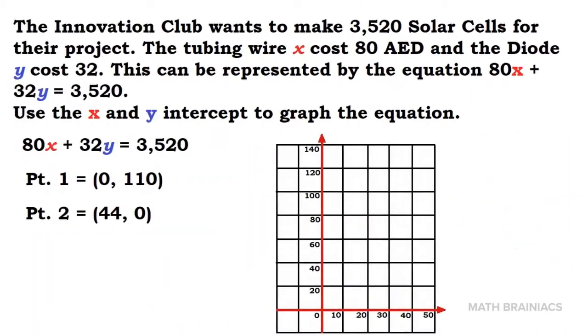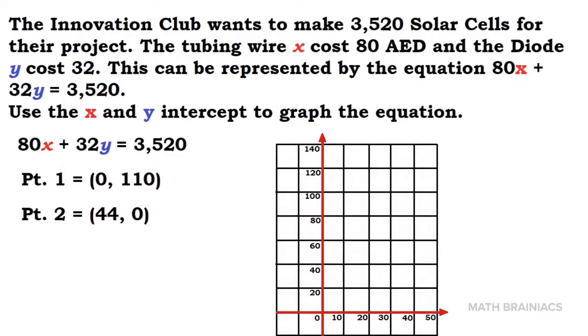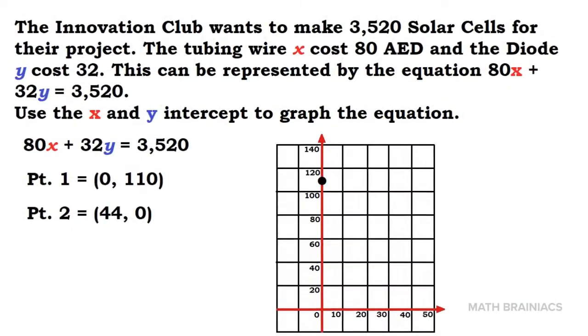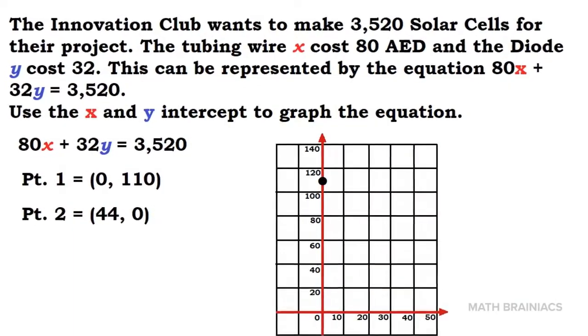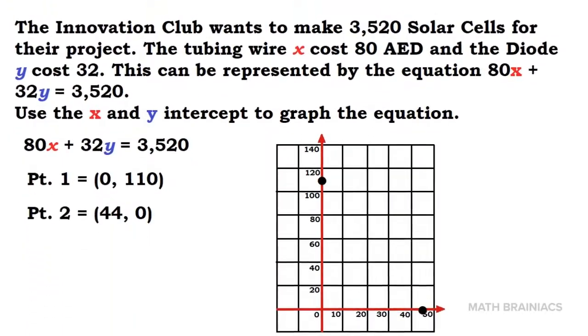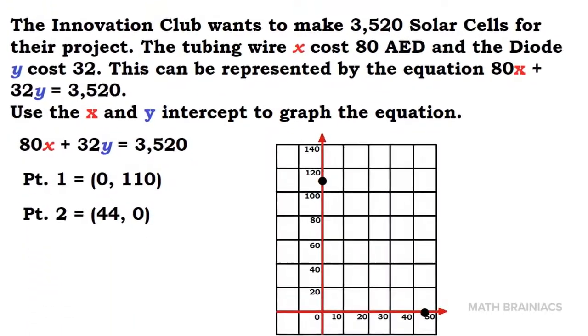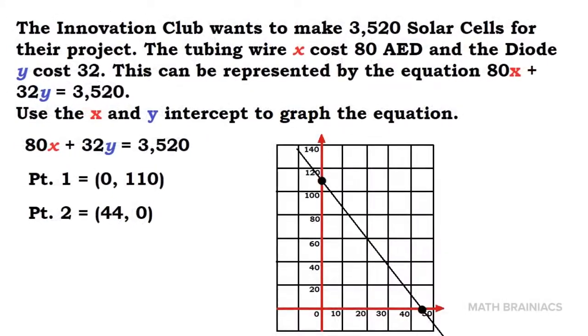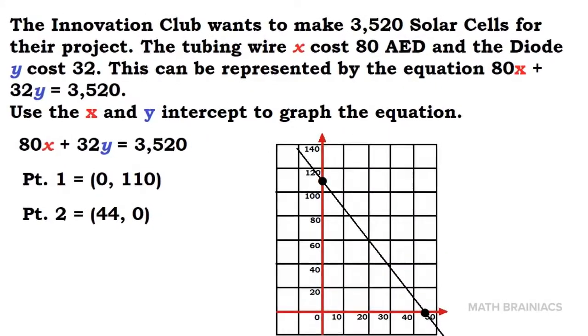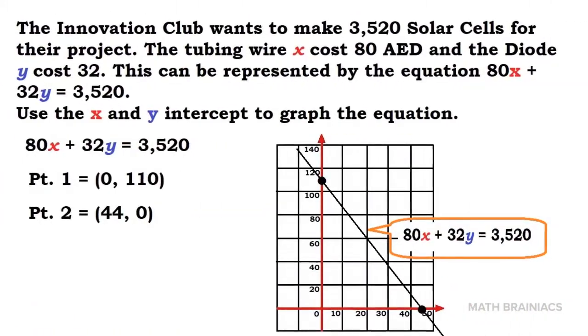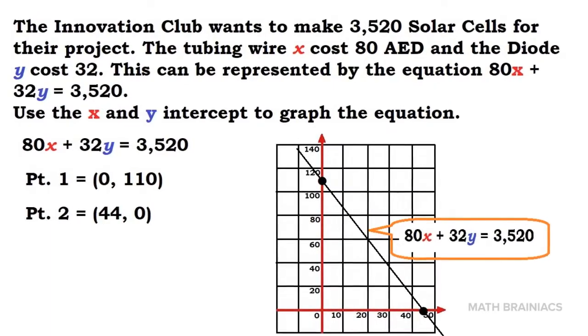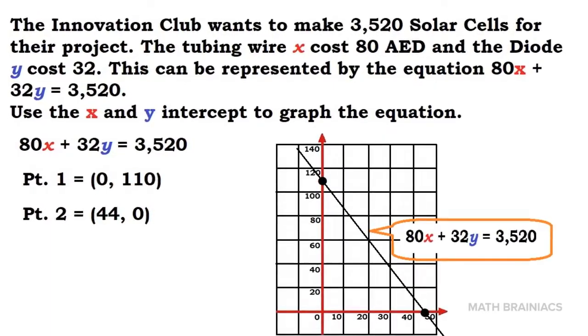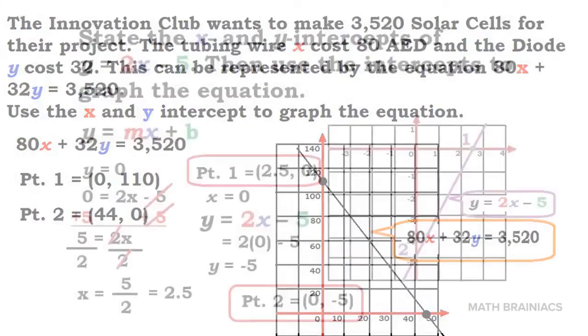Let us draw the coordinate plane so that we can plot the 2 points. When x is 0, y is 110. Likewise, when x is 44, y is 0. We can connect the 2 points with a line. And this line represents the equation 80x plus 32y is equal to 3,520.